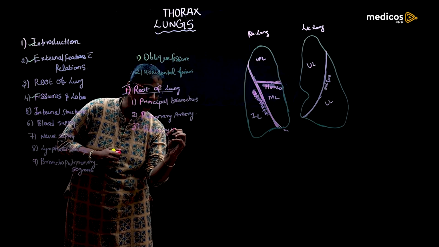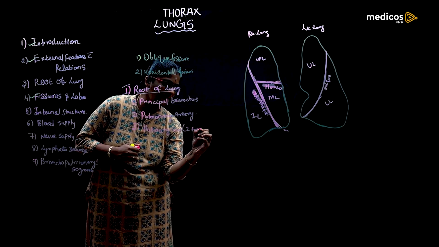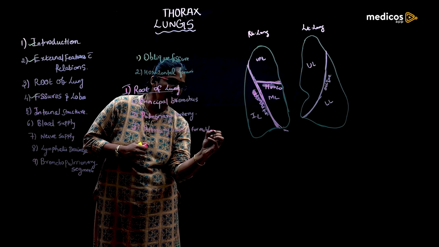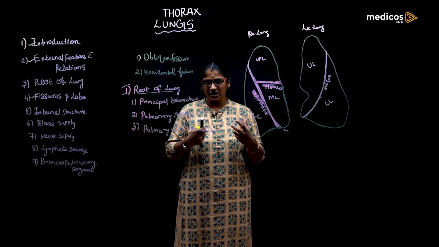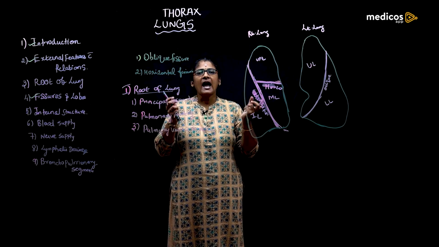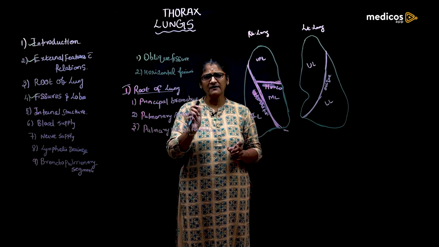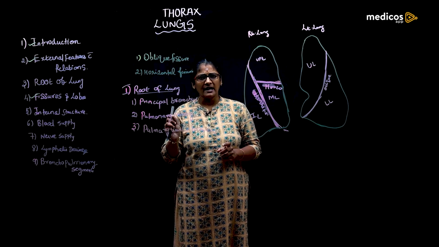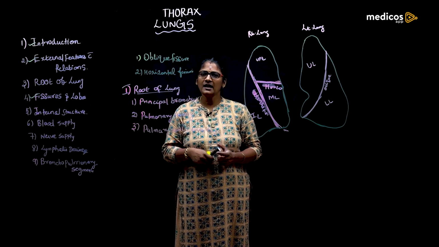Pulmonary veins, totally 4 in number, but 2 for each lung. What is the function of the pulmonary vein? After purification in the lungs, the oxygenated blood from the lungs will be carried to the heart by means of the pulmonary vein. So, the pulmonary veins, two in number for each lung, connect the lung with the heart.